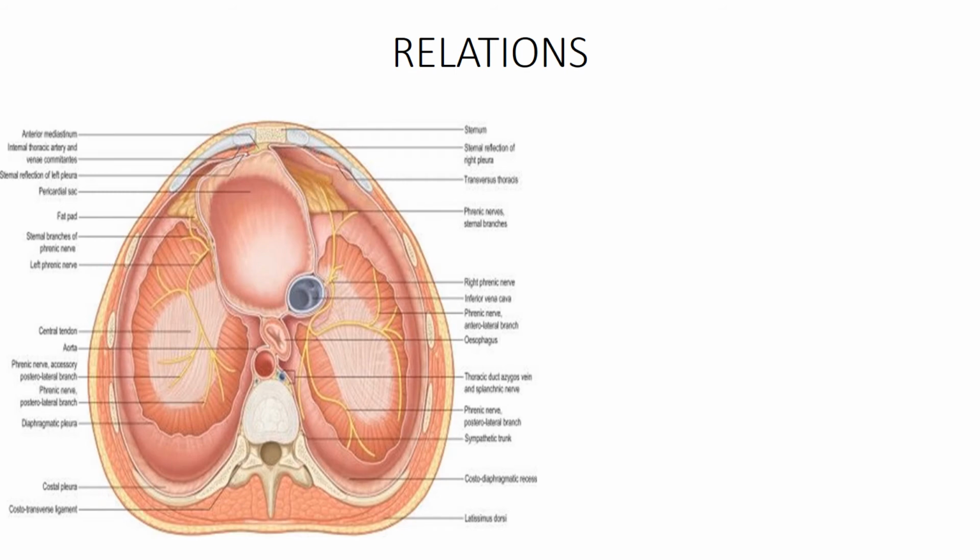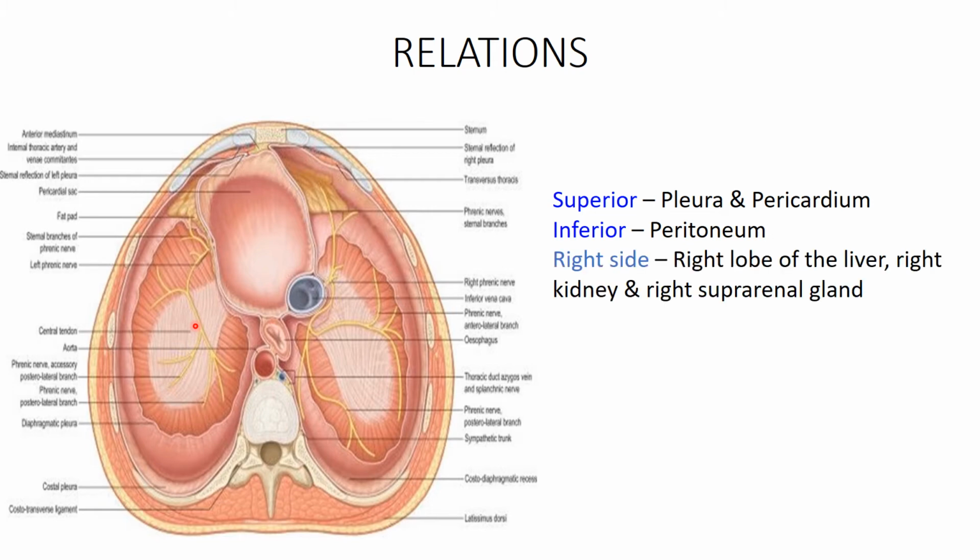Now about the relations of the diaphragm superiorly, as we have discussed, it is related to three serous membranes. The central portion is related to the pericardium, and the bilateral domes of the diaphragm are related to the bilateral pleura, the diaphragmatic part of the parietal pleura of both sides. Now the inferior surface is mostly covered by the peritoneum, except some part on the right which is directly related to the bare area of the liver.